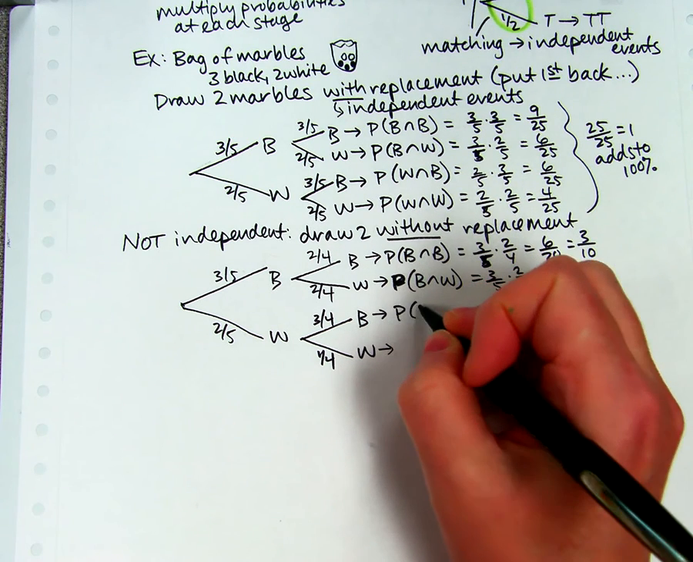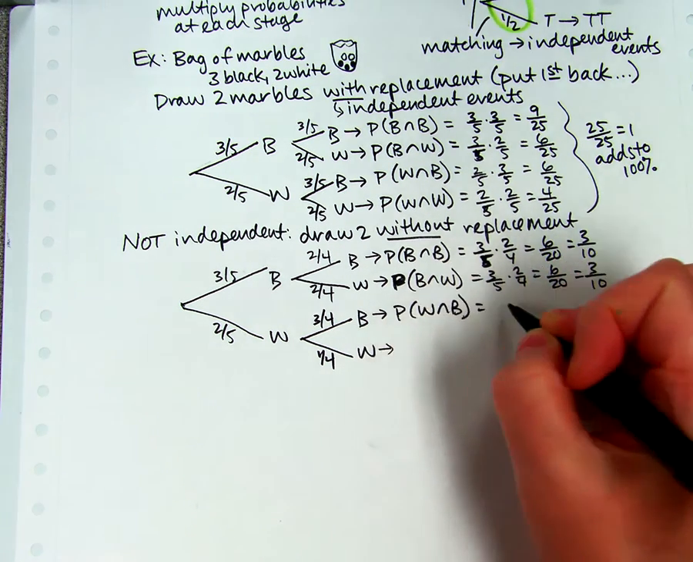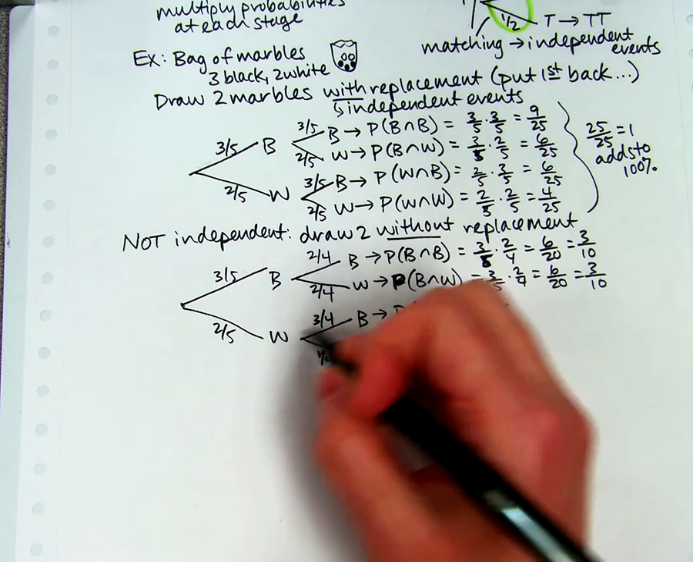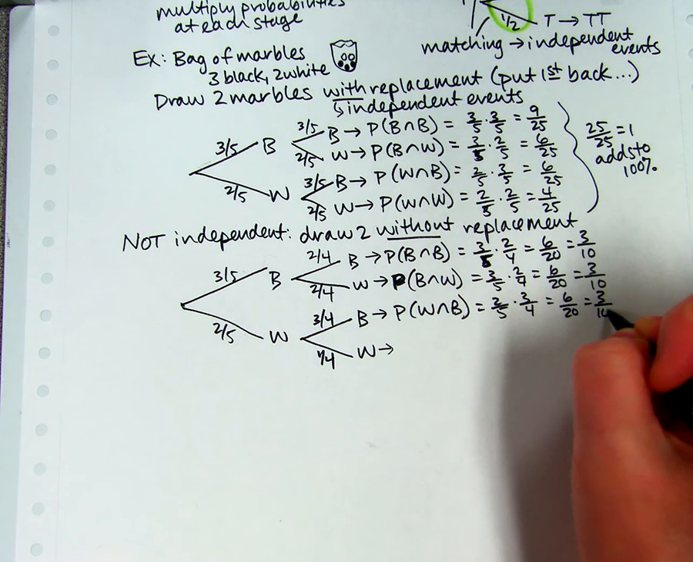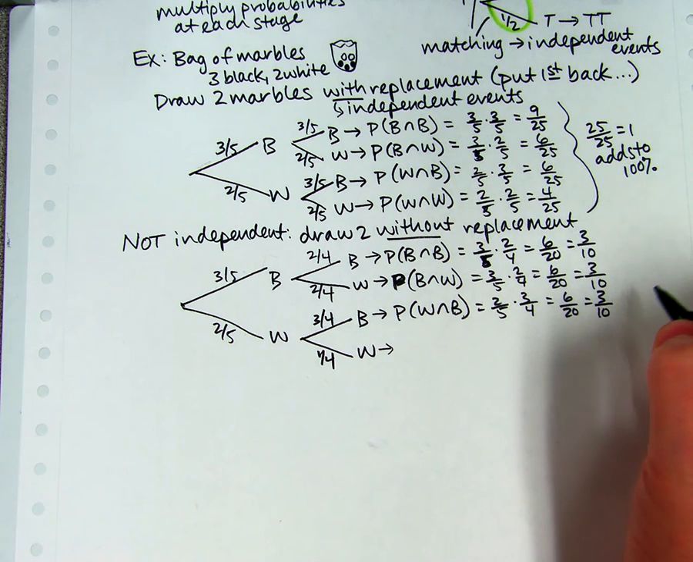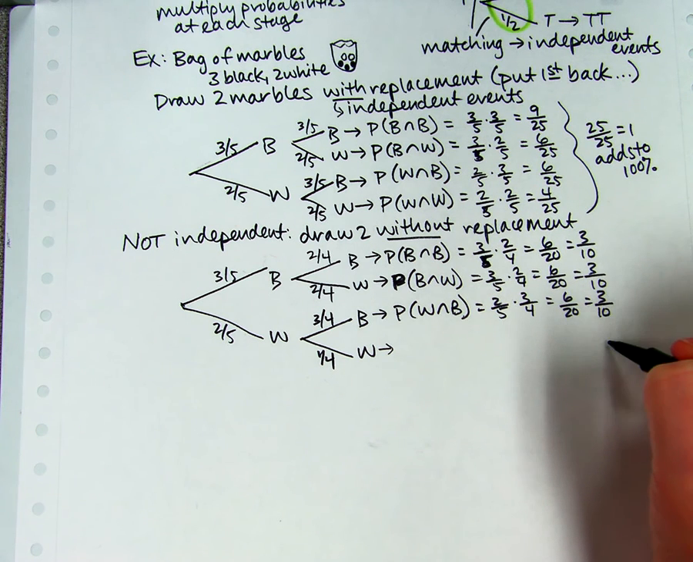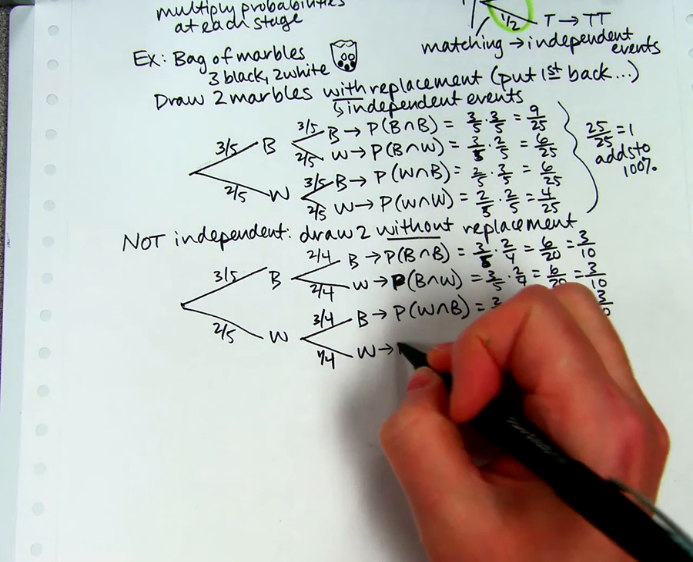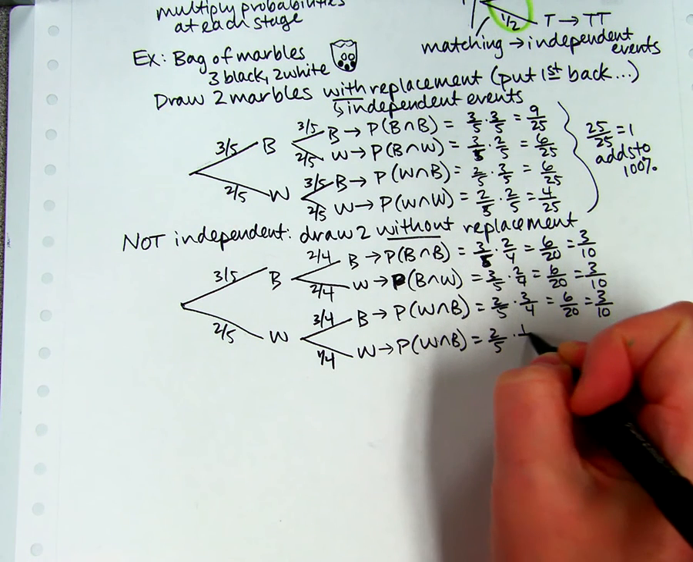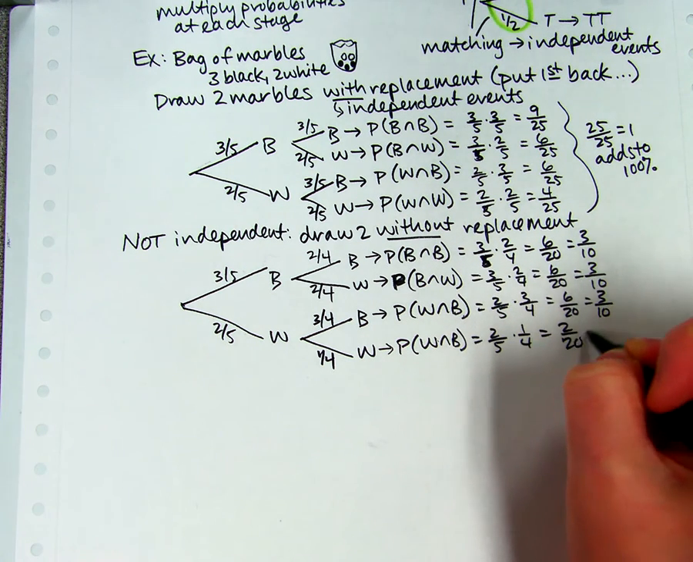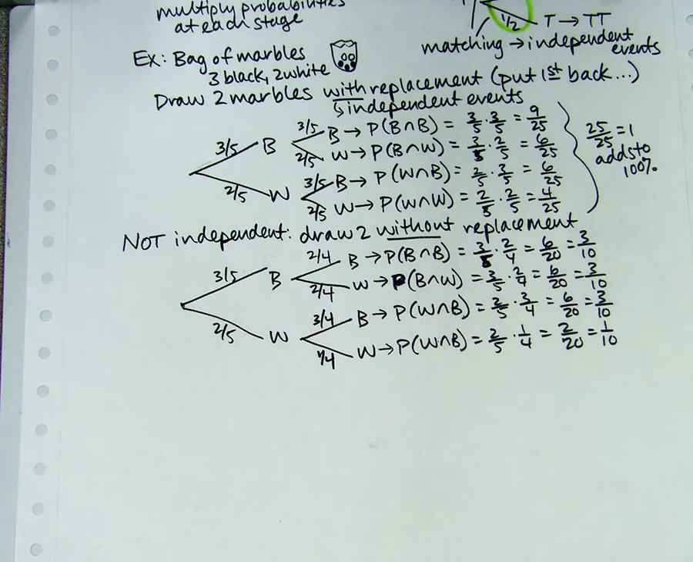This is the probability of white and then black, which is the 2/5 chance of getting white on the first draw times the 3/4 chance of getting black on the second draw. That's also 6/20. Big surprise. But the last one's not going to be 6/20. I can tell already because 3 plus 3 plus 3 is 9. I only have 1/10 left. So this last one's going to be 1/10. But the reason why is because it is 2/5 times 1/4, which is 2/20, which is 1/10. That is my probability distribution, and I want you to notice that it changed because I did it without replacement.